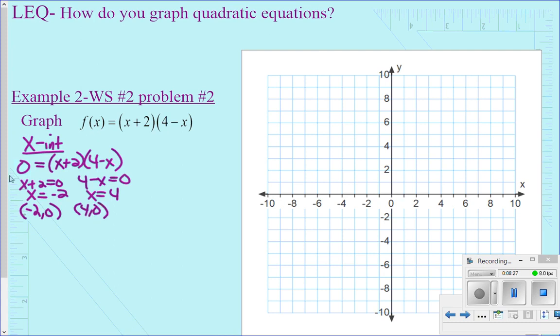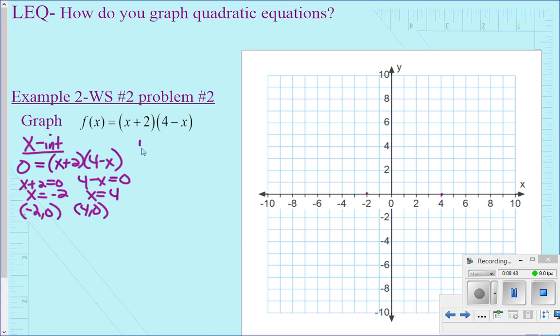Okay, don't multiply the binomials out. That's getting you further away from what you want, which is the values of x. So if it's already in factored form, then just use the factors to solve for x. So that's our x-intercepts. Let's plot those, (-2, 0) and (4, 0).